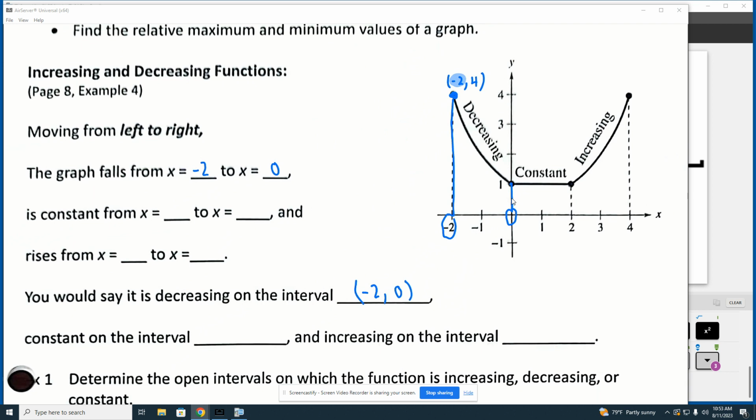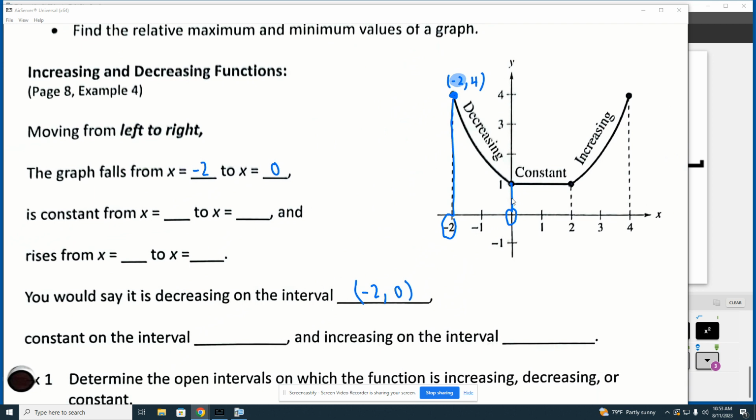Is it decreasing at -2? No. It's decreasing as it leaves -2. You understand? And because it's decreasing as it leaves -2, that's why we use a parenthesis. Is it decreasing at 0? No, it's decreasing as it approaches 0. You understand? So that's why we use parentheses when it comes to intervals of increasing, decreasing, or constant.